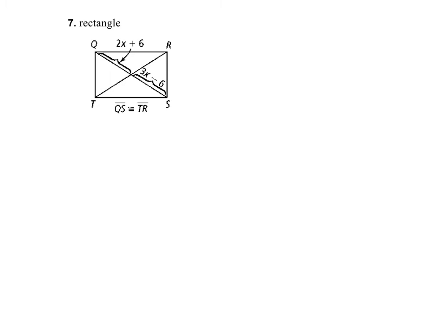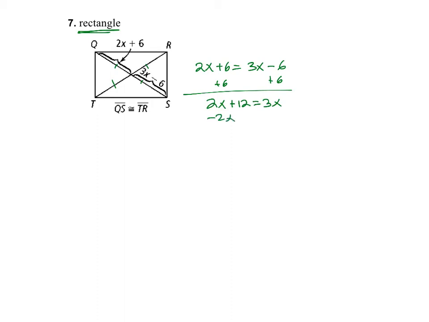So in this case, for this to be a rectangle, it must mean that every piece here is congruent. So in this case, 2x plus 6 equals 3x minus 6. So plus 6: 2x plus 12 equals 3x. Minus 2x means that x equals 12.